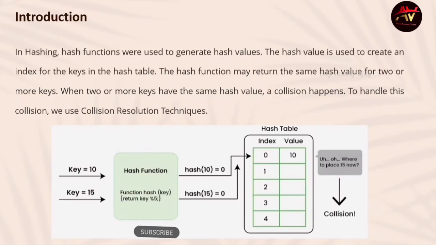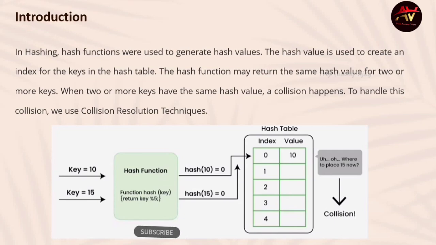So generally in hashing, hash functions are used. It is used to generate hash values. So these hash values can create an index for storing the keys into the hash table. So this particular hash function may return the same hash value for two or more different keys. So this leads to collision. So we have to handle this collision.